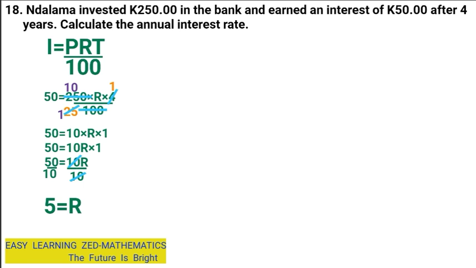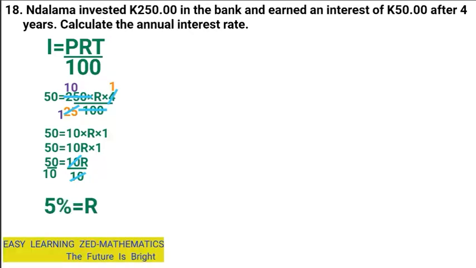So the interest rate is 5%. The interest rate is 5%. That was the interest rate, which is like that, 5%. Otherwise, this is how you are supposed to solve it. Let's go to the next question.